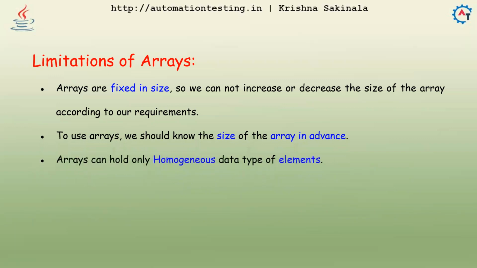Arrays can hold only homogeneous data type elements. Homogeneous means only the same kind of data. You can store only integer values, or only string values. Whatever the data type is, you can store only that kind of data in the array. You can create an int array, a string array, a boolean array, but the same kind of data elements you can store in an array.